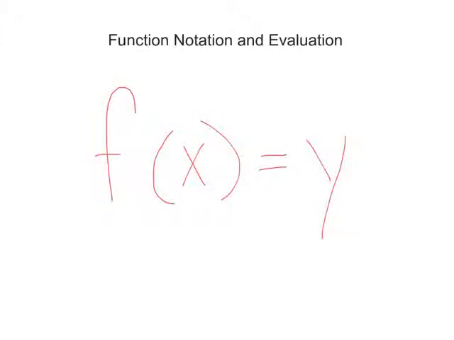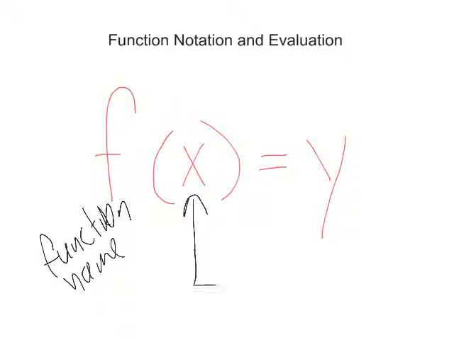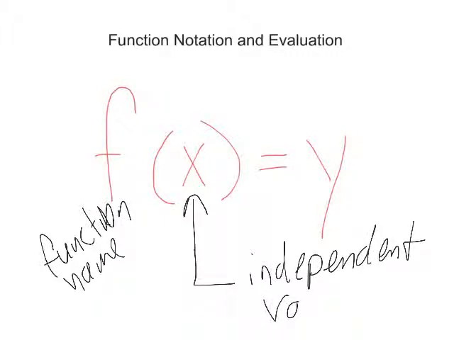The f is the function name, and it can be any letter, uppercase or lowercase. It can even be a Greek letter. And then the x that's inside the parentheses here, that is the independent variable, okay? The independent variable is kind of what drives the function. It's what we generally plug stuff into. The input variable is what it's called sometimes.